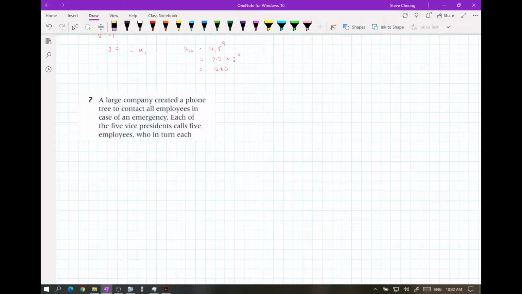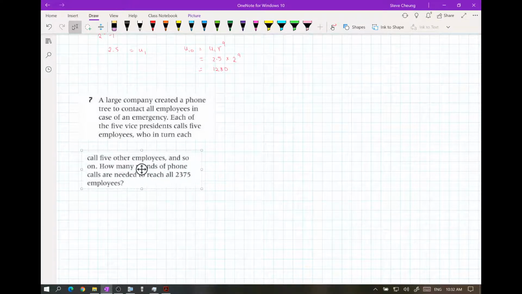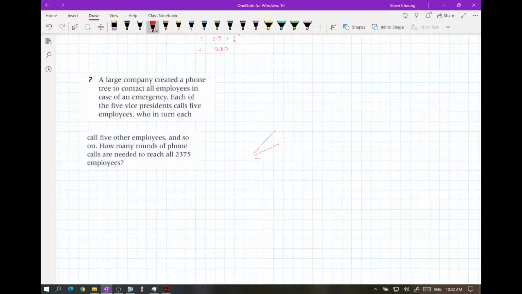All right, sorry. To contact all employees in the case of emergency, each of the 5 presidents call 5 employees, which in turn, oh sorry, there's 2 parts. Until they reach 2375. So again, I guess that diagram actually does help. There are 5 vice presidents, each one also calls 5 other ones. And then of course it just keeps going. So we want to see how many rounds. Each one is 1 round, I guess. Each one is 1 branch to reach all 2,375.